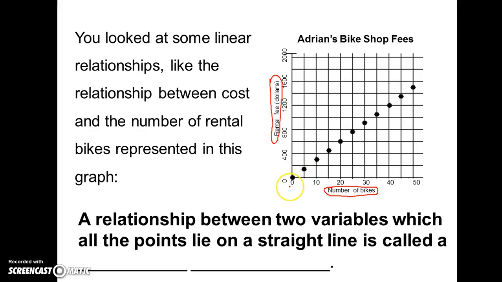And as the number of bikes increase, so you look in this graph, they're increasing, and the number of bikes in this graph are going up by 5, so every other one is 5. So as the number of bikes increase by 5, the rental fee also increases. And if you look at the points, we see that they line up, and I'm trying to draw a straight line, but it's not very straight, is it? I'm sorry. But they line up and make a straight line.